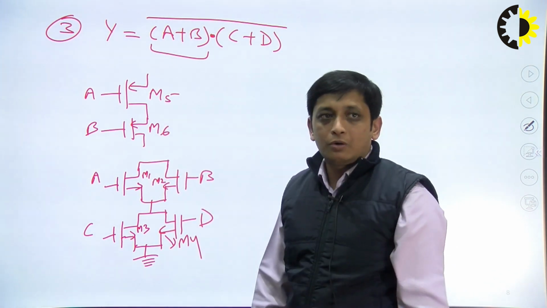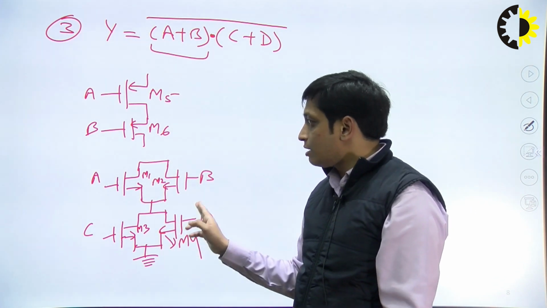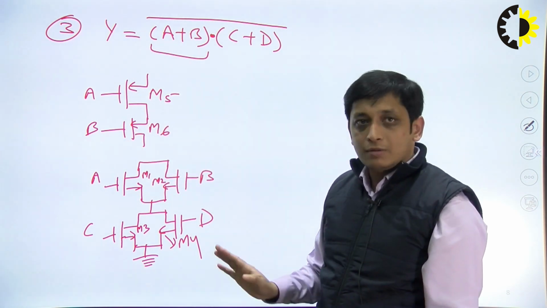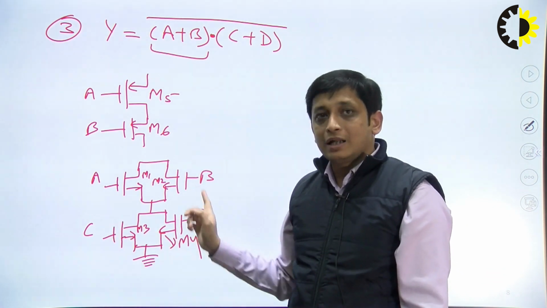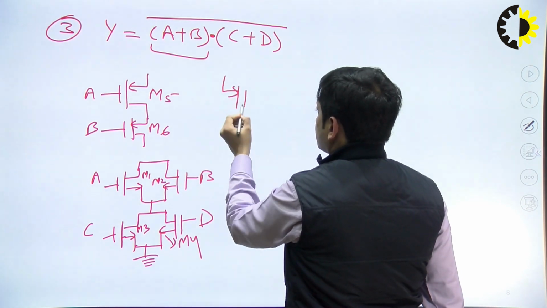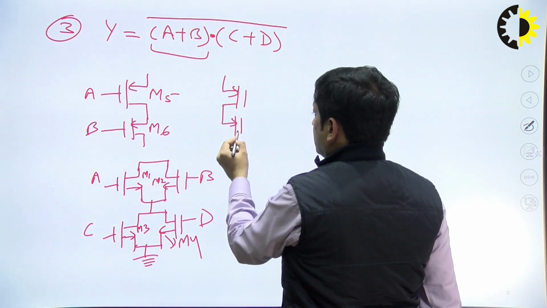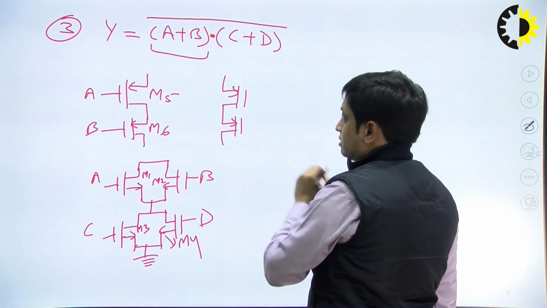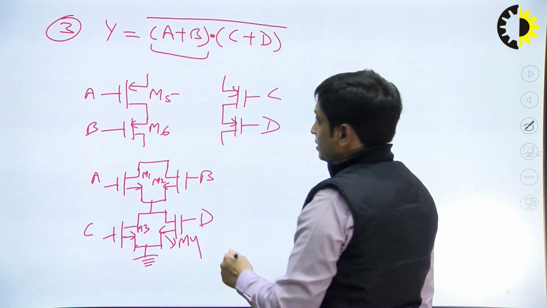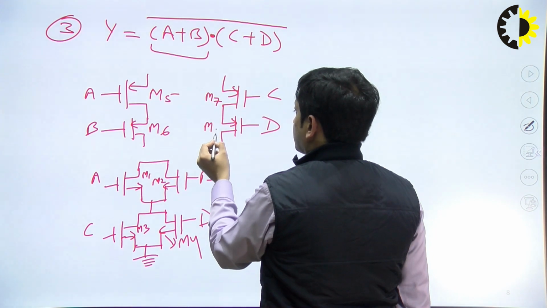So you can see that in the pull-down network, corresponding to A and B inputs, the NMOS transistors are in parallel, but in the pull-up network, corresponding to A and B inputs, the PMOS transistors are in series. Similarly, corresponding to inputs C and D, NMOS transistors are in parallel. So corresponding to it, we will require two PMOS transistors, and these two PMOS transistors will be in series, and inputs are C and D. Fine, let's name them M7 and M8.